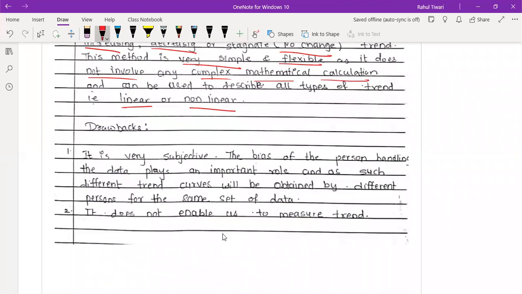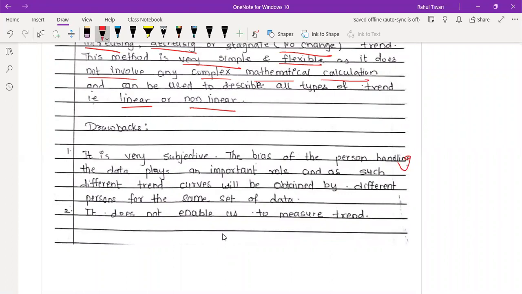The bias of the person handling the data plays a very important role. As such, a different trend curve will be obtained by a different person for the same set of data. I will tell you what is the meaning of this particular trend. So when you just simply do this, I will tell you how it works.